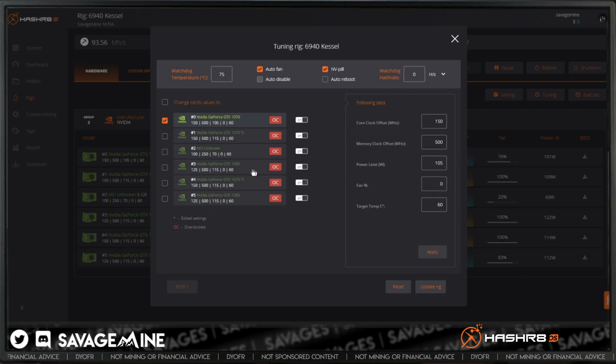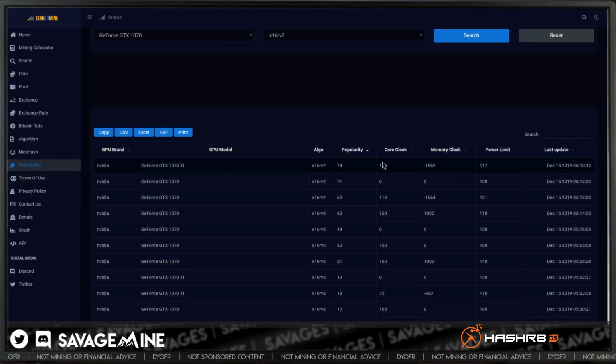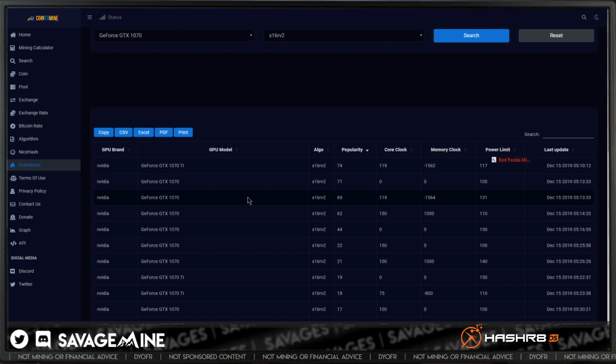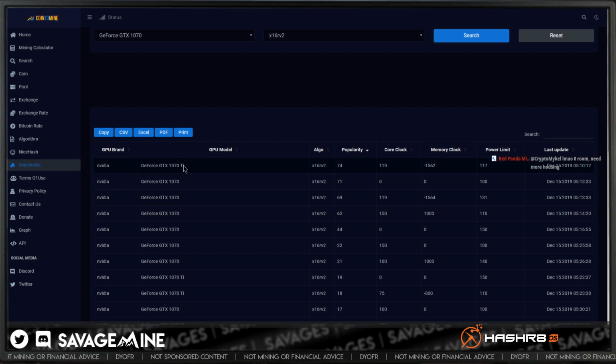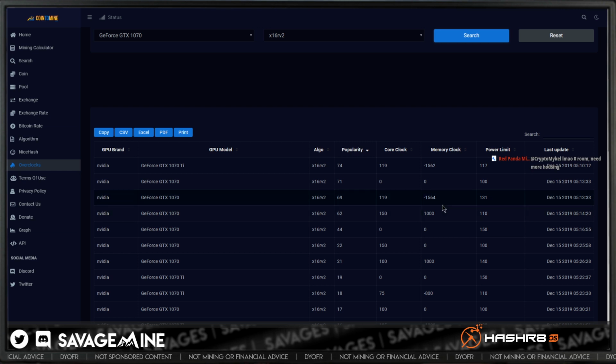We go to tuning here. I'm on the 1070. I only have one of them in the rig right now. Oh, what was the core here? So core was on 1070. This is a TI here. So on the 1070, it's 119 core, negative 15, minus 1564. I'm never going to remember those numbers.